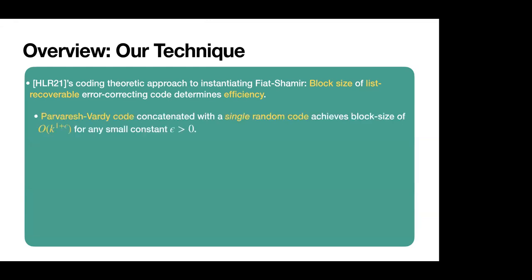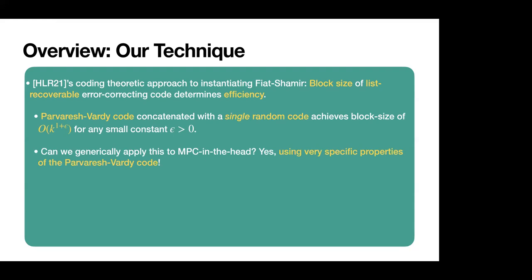In particular, the list recoverable code they construct uses a Parvaresh-Vardy code concatenated with a single random code. And they achieve a block size of big O of K to the 1 plus epsilon for any small positive constant epsilon. And you can ask, does the work of HLR21 generically apply to the setting of MPC in the head? And indeed it does, using the very specific properties of this Parvaresh-Vardy code.